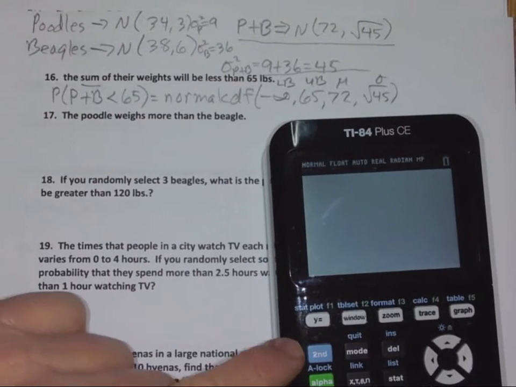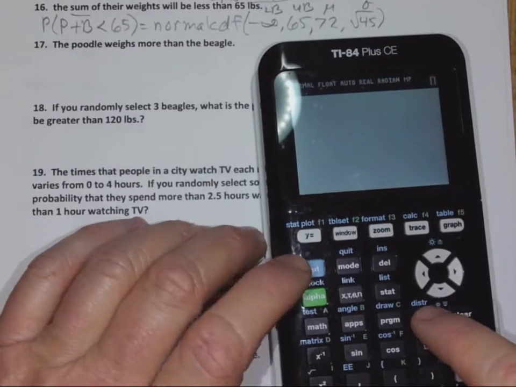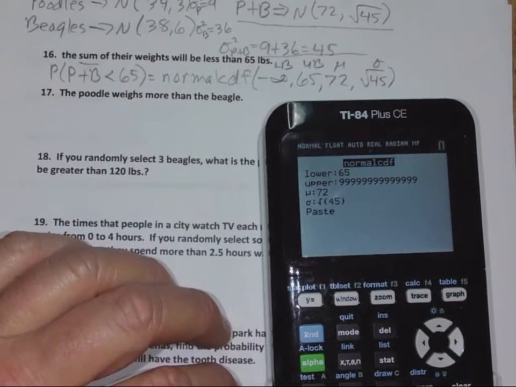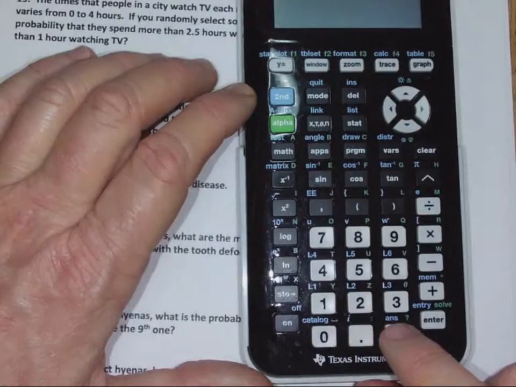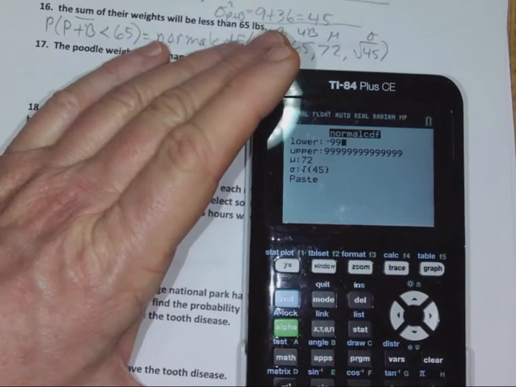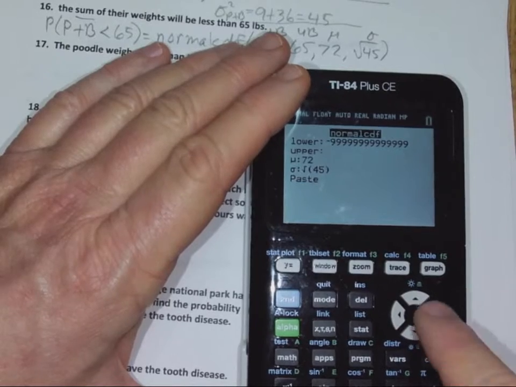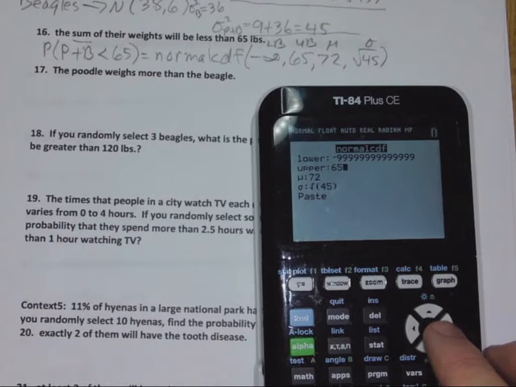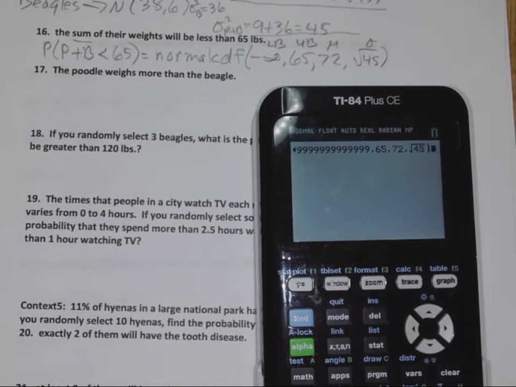So we will do second distribution, get to normal CDF. You go to distribution there above the vars button, second distribution, normal CDF, and so we're going negative infinity. Hit the negative button, not the minus button, that'll give you an area. I'll just go like negative 9 trillion, that'll certainly be effectively negative infinity. And then the upper value is 65, the mean is 72, and the standard deviation is the square root of 45. And so then we hit, there we go, like that.